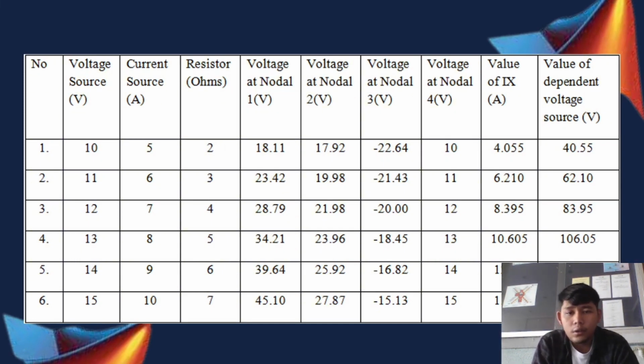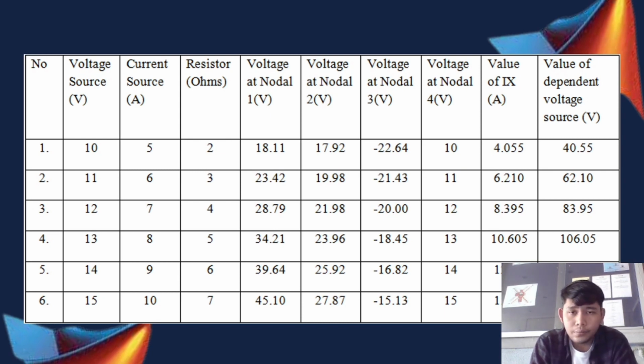For the voltage at nodal 1 we get 23.42. Voltage at nodal 2 we get 19.98. For the voltage at nodal 3 we get negative 21.43, and for the voltage at nodal 4 we get 11. So for the value of Ix, we got 6.210 ampere. For the value of the dependent voltage source we get 62.10.